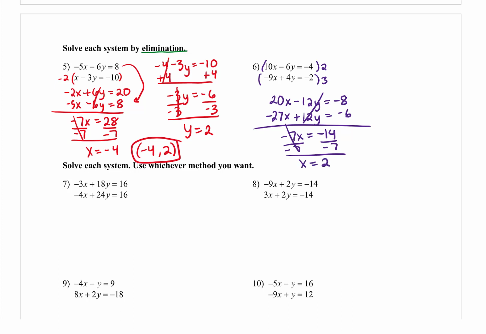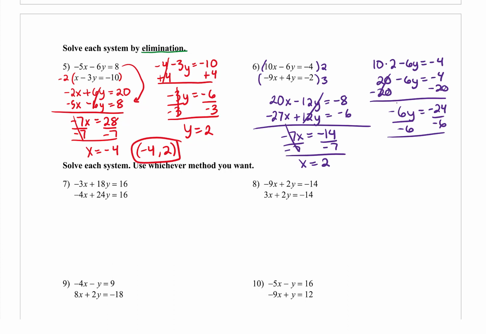So just kind of keeping that in mind as something you want to watch out for. So x equals 2, and then we take that and plug it back in to whichever of these equations we want to. So y equals a positive 4. So my answer is 2 comma 4.